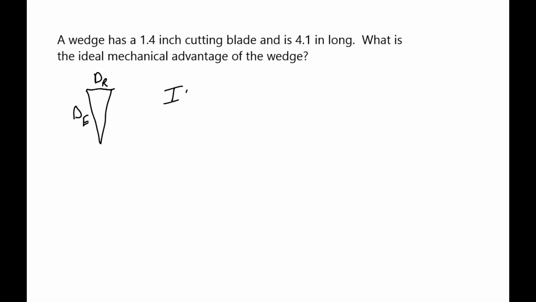So to find IMA, what is our resistance distance going to be? Yeah, 1.4. I don't know why I asked her that first. And what is our effort distance going to be? 4.1 inches. So we divide that out, what do we get? 2.9 is our mechanical advantage. Any questions on that one?